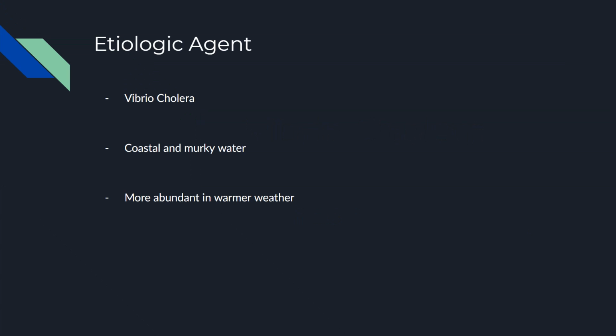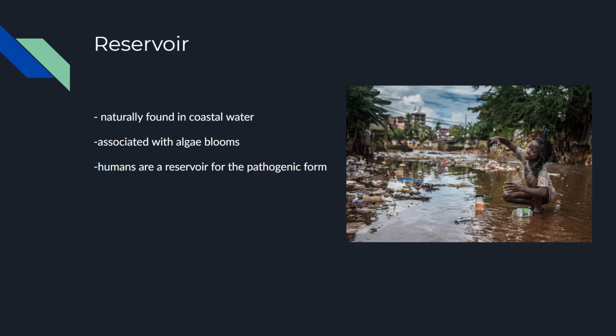So the etiologic agent is called Vibrio cholerae. That's the pathogen name itself, and it's typically found in coastal and murky waters, generally anything that's dirty. It also tends to be more abundant in warmer climates. The natural reservoirs for this pathogen are anything that's generally aquatic, and also humans. It's also associated with algae blooms too.